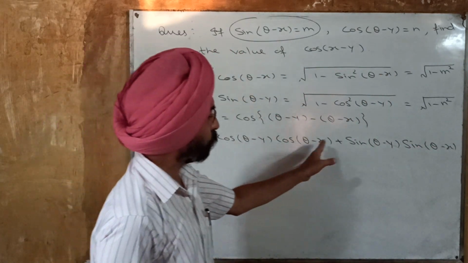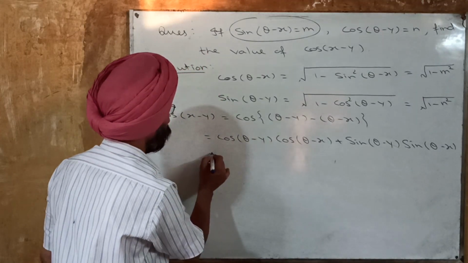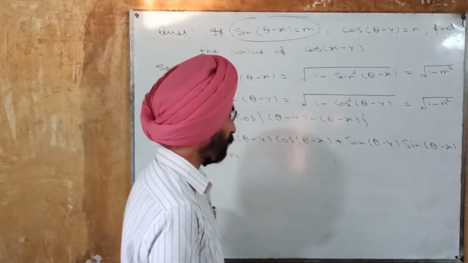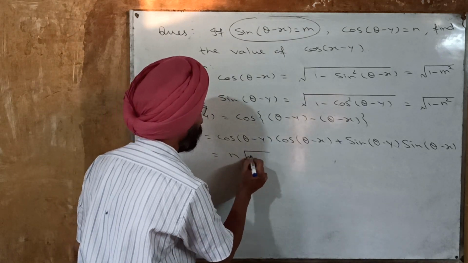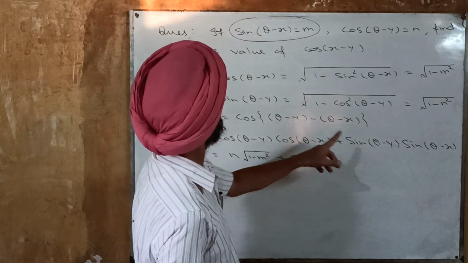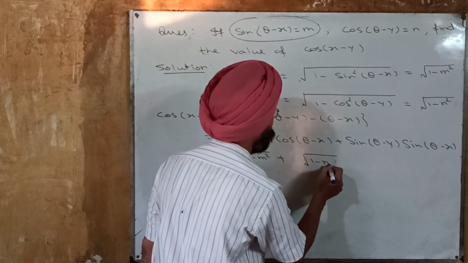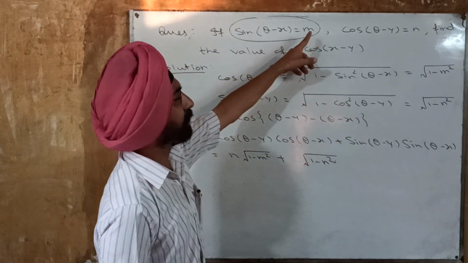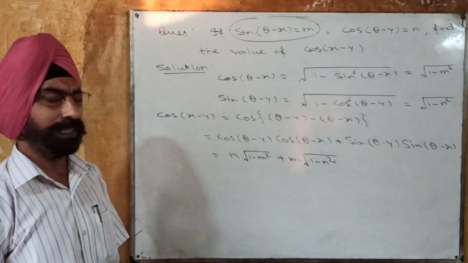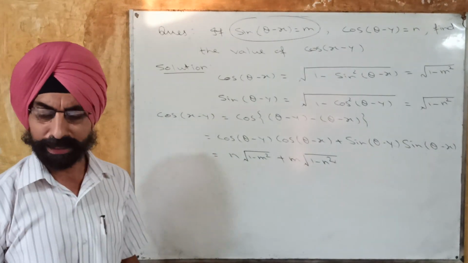And all the values now you know. Cos(theta minus y) is your n, so it is n, and cos(theta minus x) you have obtained as square root of 1 minus m square, so it is under root 1 minus m square. Then this plus sign, sin(theta minus y) is under root 1 minus n square, and sin(theta minus x) is given to be equal to m, so it is into m. So this is the value of cos(x minus y), which is n under root 1 minus m square plus m under root 1 minus n square.